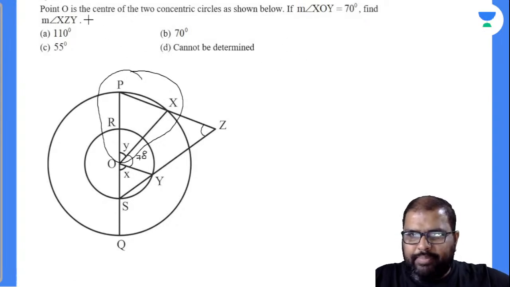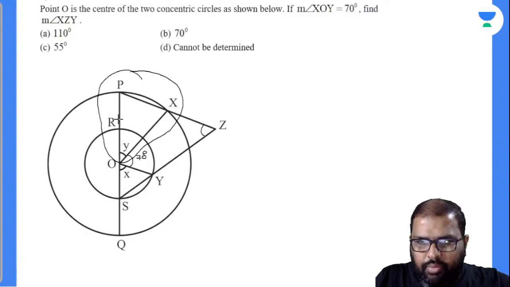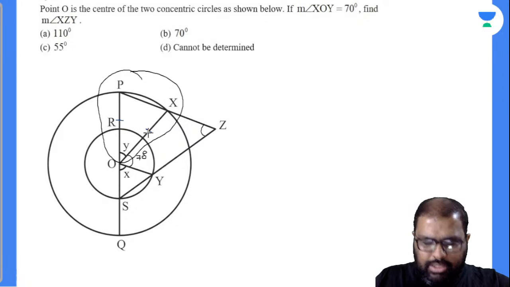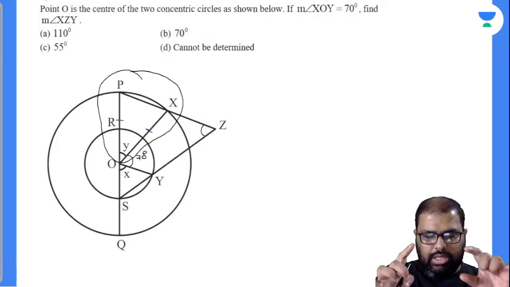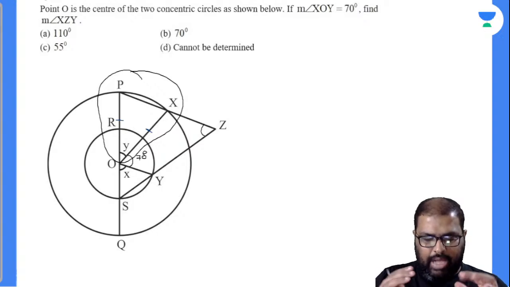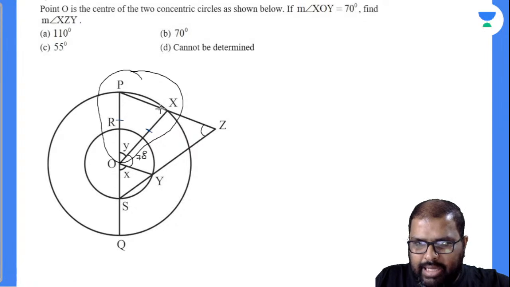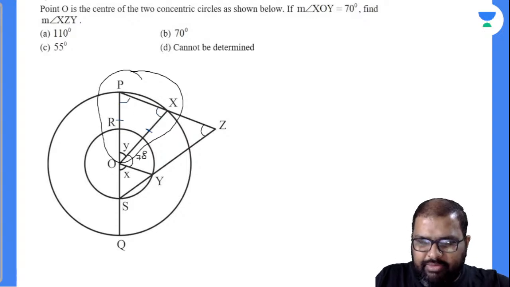So observe here. I'll write down. In triangle PXO, OP is radius and OX is radius of the outer concentric circle. So it is not 110 degrees, right? Angles opposite to equal sides will be equal. So the angle opposite to this side will be this one, right? Yes, perfectly. Now I'll take down this angle as A and this angle as A.